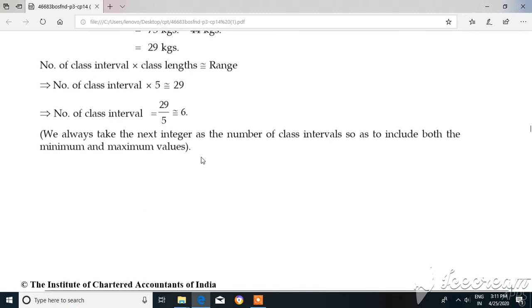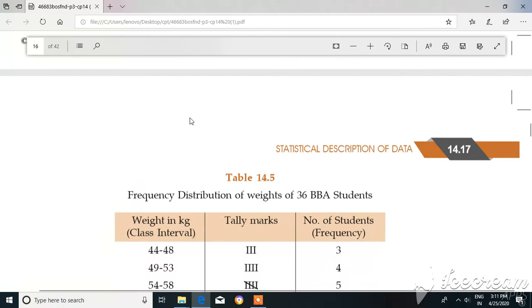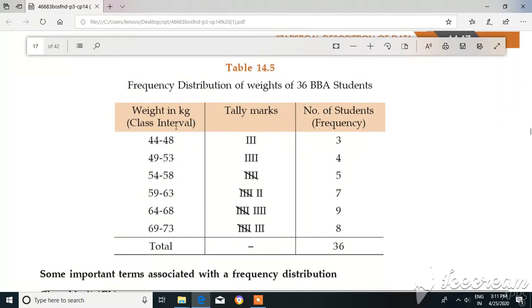Now continuing the previous problem, the number of classes is 6 and the number of class intervals is 6. How many classes did I get? I got 6 classes. So what is the width? My smallest observation is 44 and largest observation is 73. How many classes do I want? I want 6 classes. So these are 6 classes and the class width is 4. So 44 plus 4 is 48.